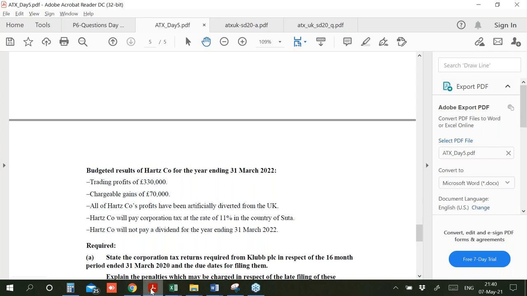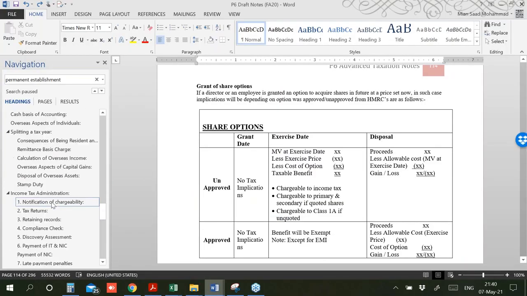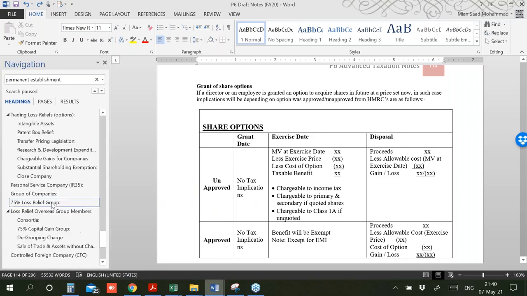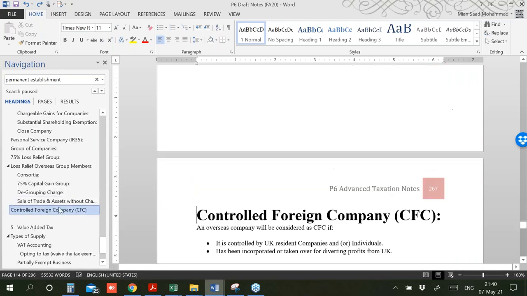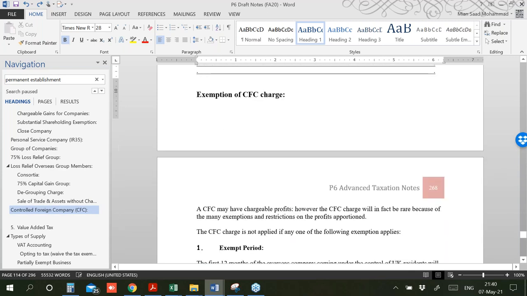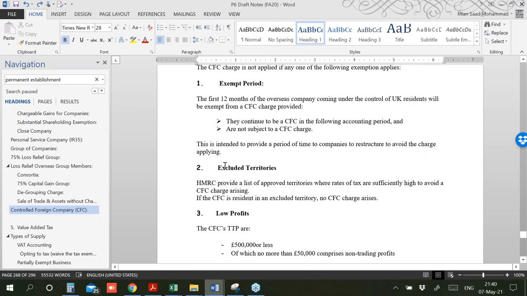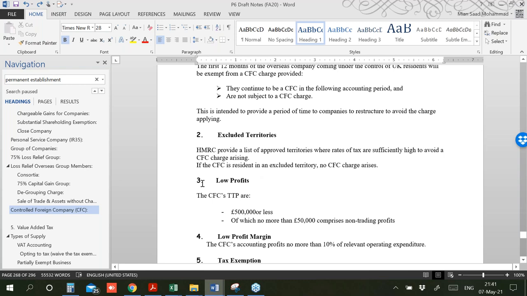Now let's visit our notes and the CFC section, where I have explained the exemptions to the CFC as well. What a CFC is specifically, I told you in yesterday's lecture. I'll go to the exemptions. There are many exemptions. The first 12 months is the exempt period. Then HMRC has provided a list of excluded territories. Then the low profit exemption. Here we have specifically been asked to apply the low profit exemption, so I'll only discuss that one.